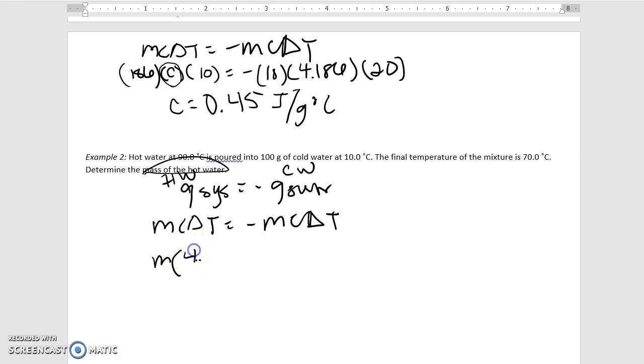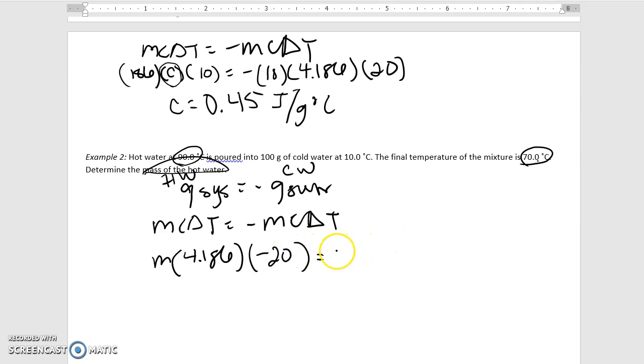My C for water is 4.186. Delta T for the hot water: I know that my initial was 90 and my final was 70. To find delta T, always do final minus initial. So 70 minus 90 is negative 20.